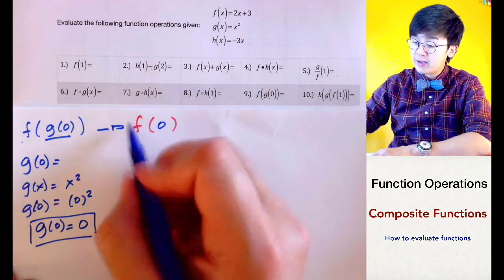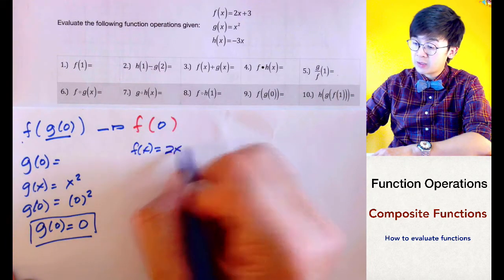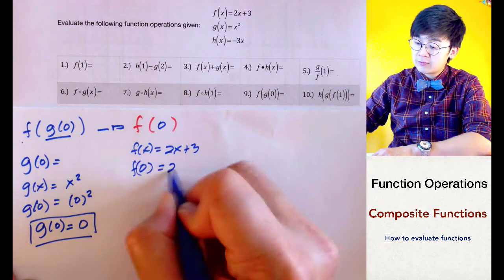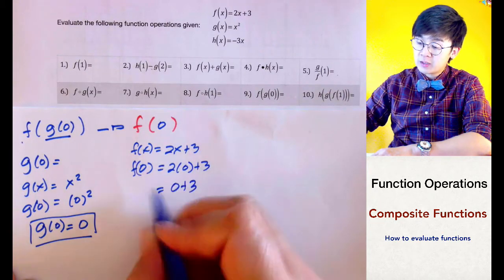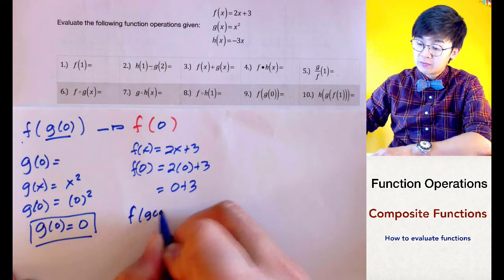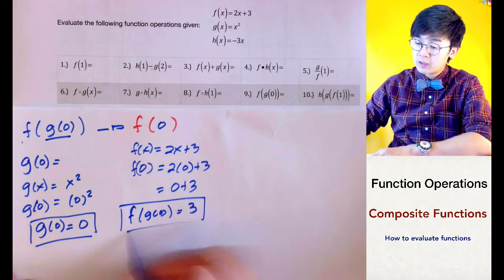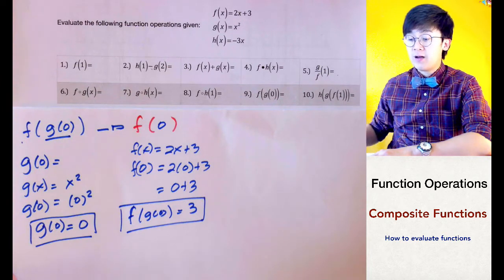Now the function f, as we know, is equal to 2x plus 3. So we will replace x by 0 for f of 0. So we'll have 2 times 0 plus 3, which gives us 0 plus 3. So f of g of 0 is simply equal to 3. So this is another way of representing composite function.